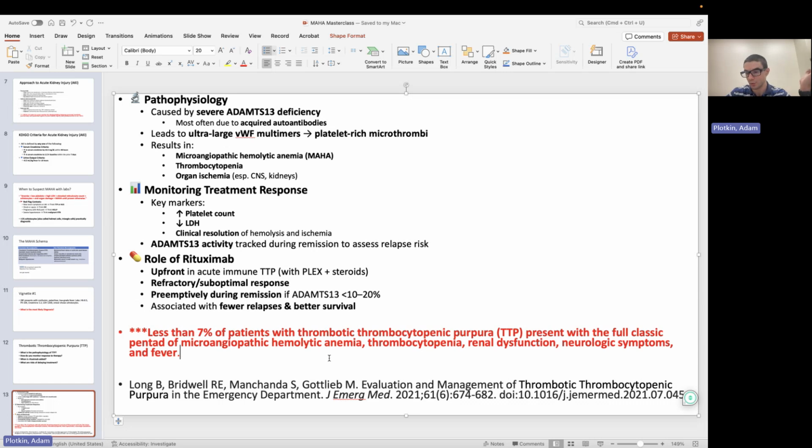That might be all they give you, and that might be all you see in real life too. So we have to have a really strong clinical suspicion for TTP. Less than 7% have that full pentad. And if you want to read more, here's the journal article.